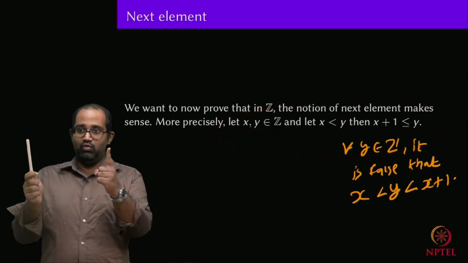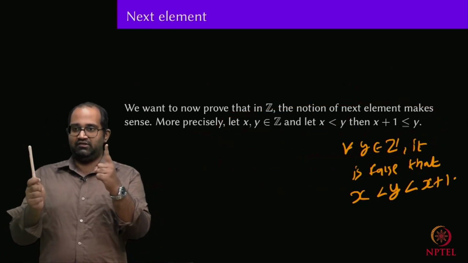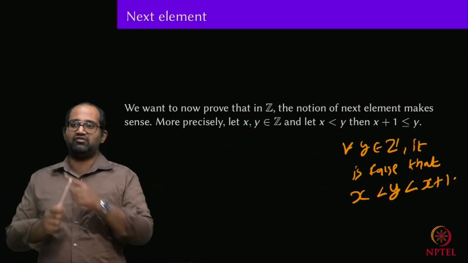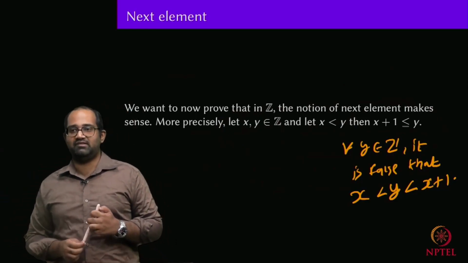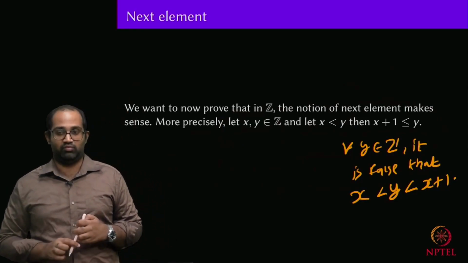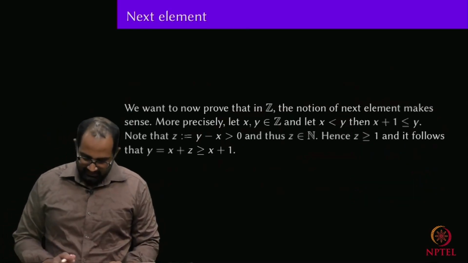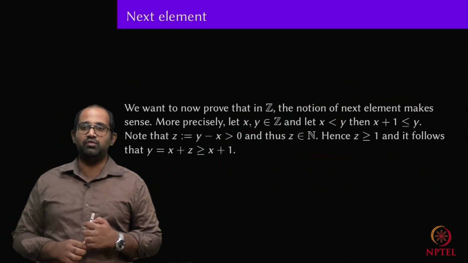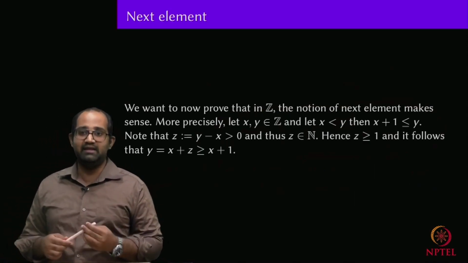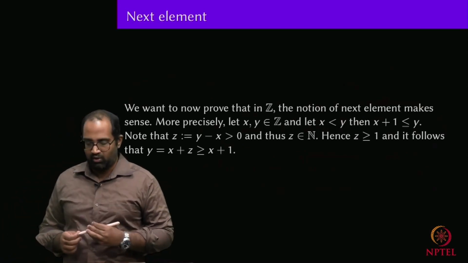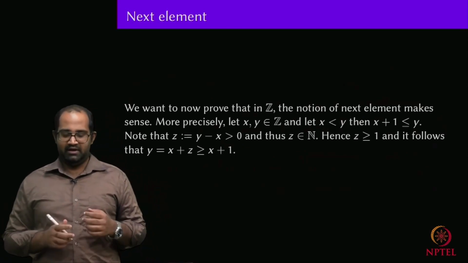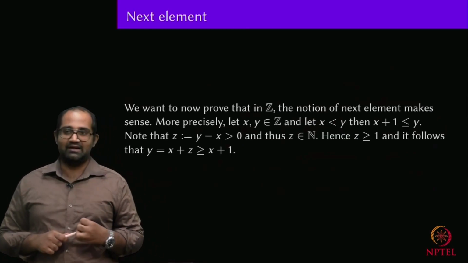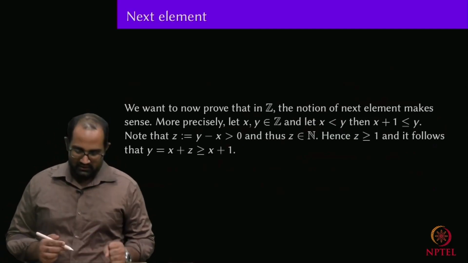If you have two integers, then if x is less than y, x plus 1 has to be less than or equal to y. It cannot be the case that y is in between x and x plus 1. Well, the proof of this is extremely simple. We just use some properties of ordering. Again, here you don't really require the induction principle, because this is a fact that is true even without that. Let's see how.